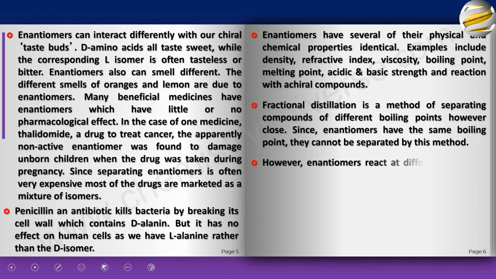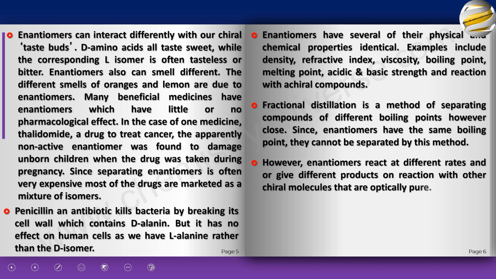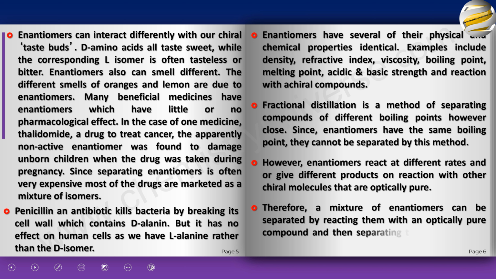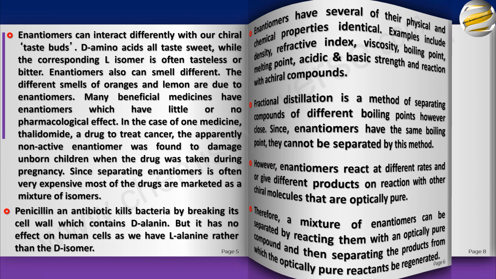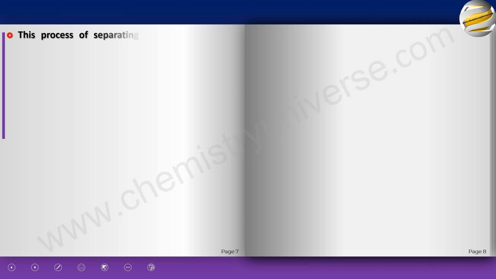However, enantiomers react at different rates, or give different products, on reaction with other chiral molecules that are optically pure, as I told you. Therefore, a mixture of enantiomers can be separated by reacting them with an optically pure compound and then separating the products, from which the optically pure reactants can be regenerated. This process of separating enantiomers is called resolution. A very important concept, resolution. Resolution is basically the process by which enantiomers are separated.